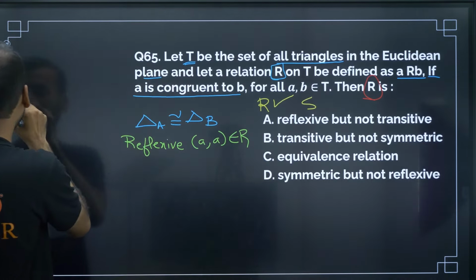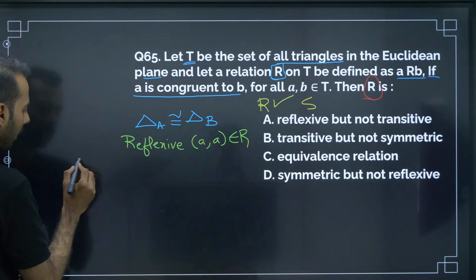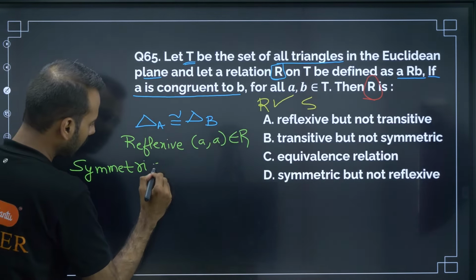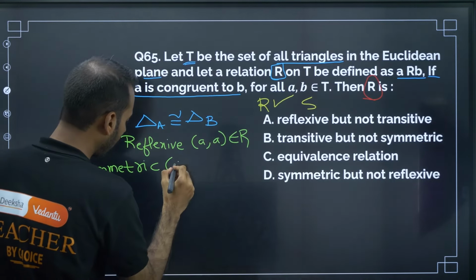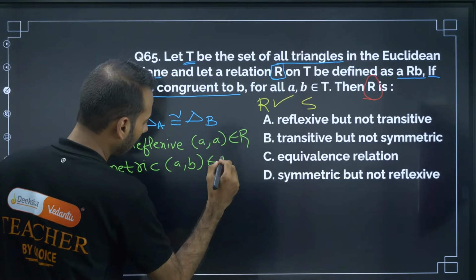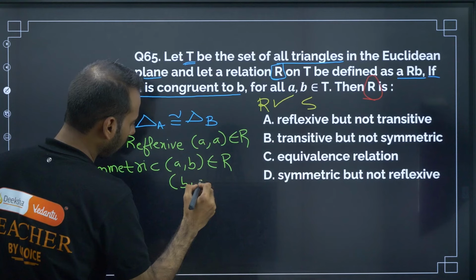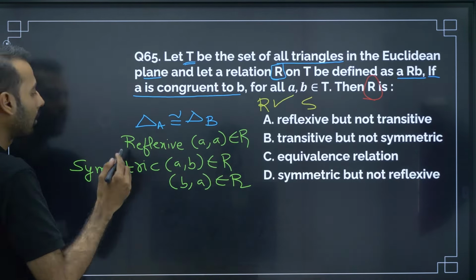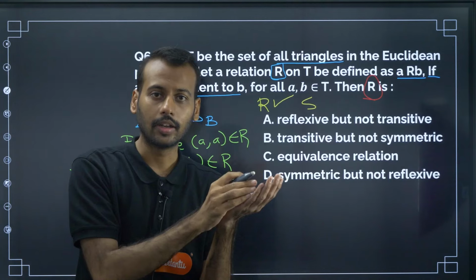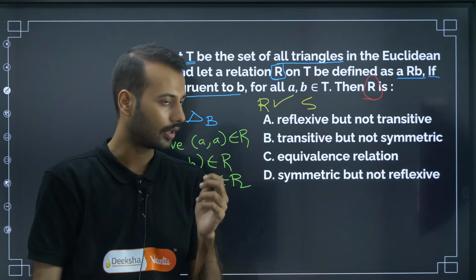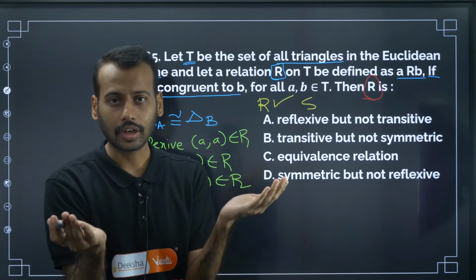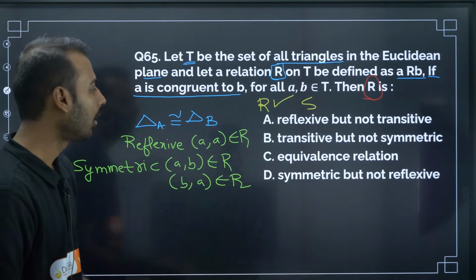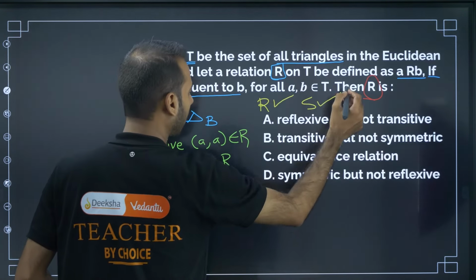Next, what about symmetric? Try to recall symmetric. In symmetric, (A, B) belongs to R implies (B, A) should belong to R. Suppose I am considering one triangle and another triangle. If the first triangle is congruent to the second triangle, it is very obvious the second triangle will be congruent to the first triangle. So that's why this is symmetric also.